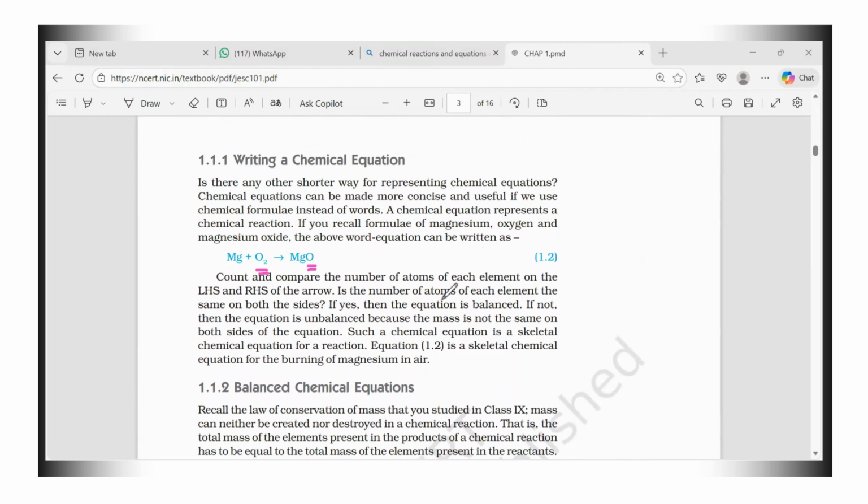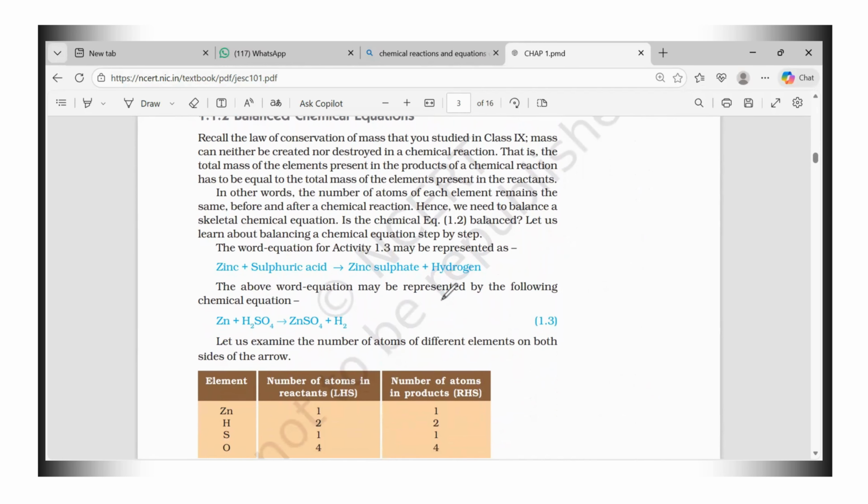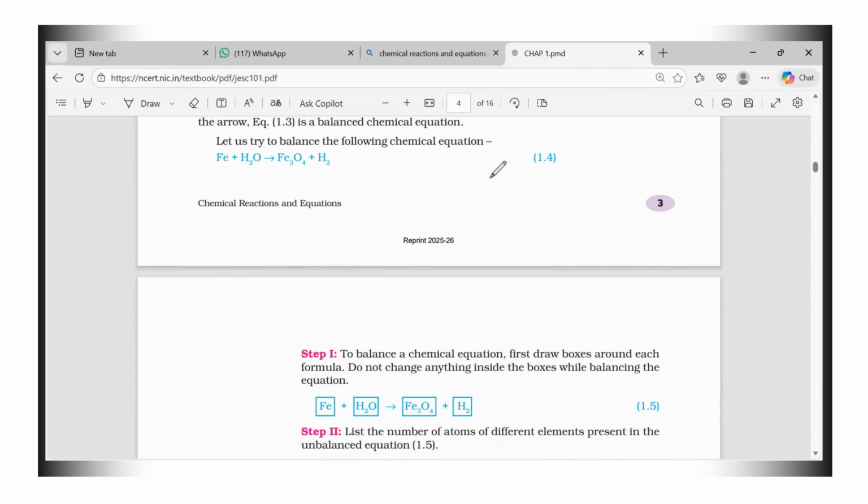Why should it be balanced? In order to satisfy the law of conservation of mass. That means the total mass of the products should be equal to the total mass of the reactants. So there are certain steps to balance the chemical reaction.